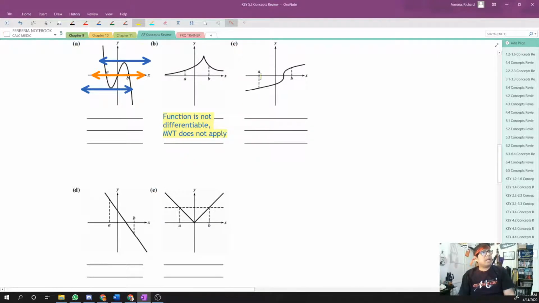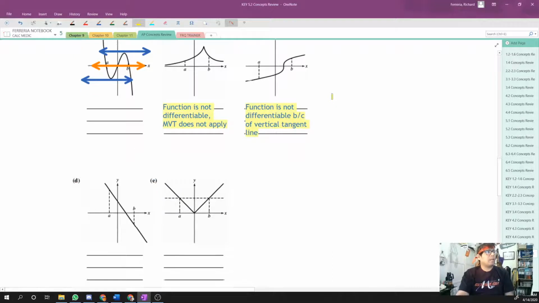Letter C, kind of the same thing. This is continuous again, but right here we have a vertical tangent line. And a vertical tangent line tells me that the derivative doesn't exist, so the mean value theorem shouldn't apply as well.